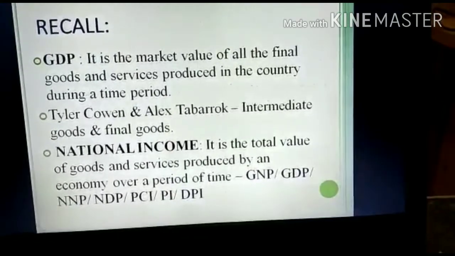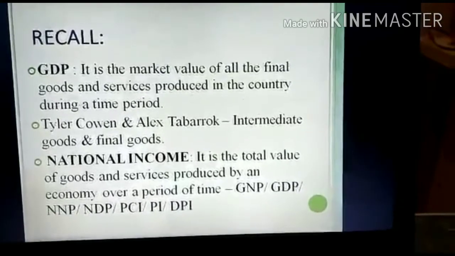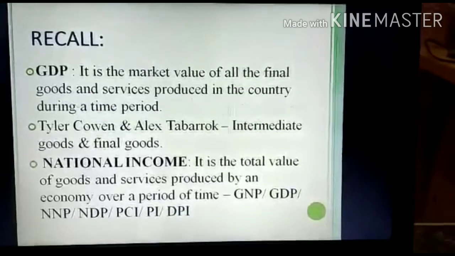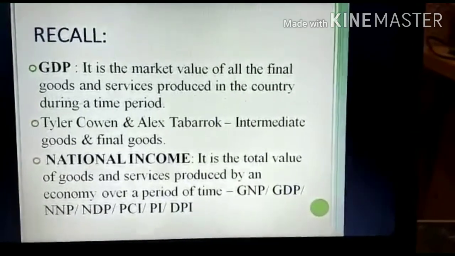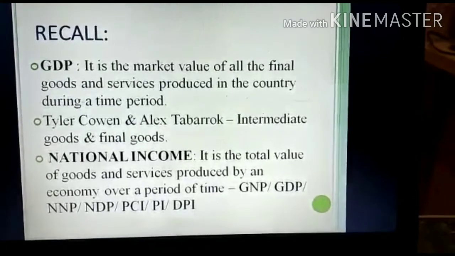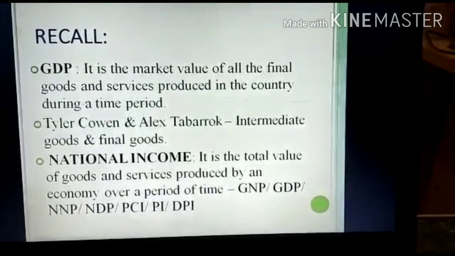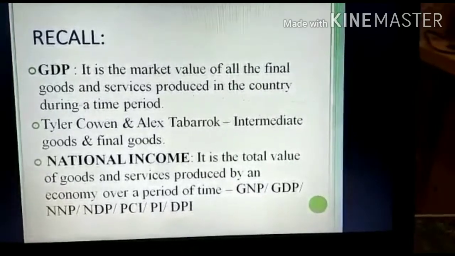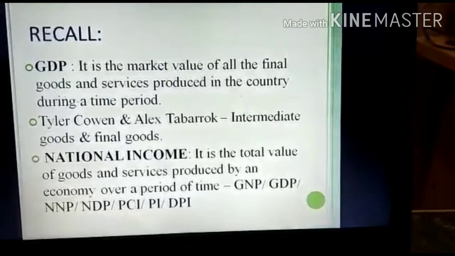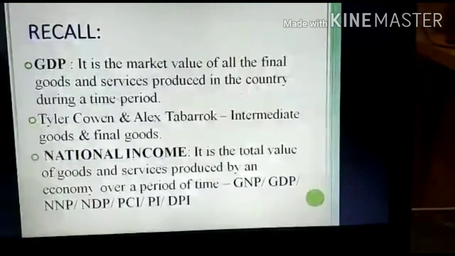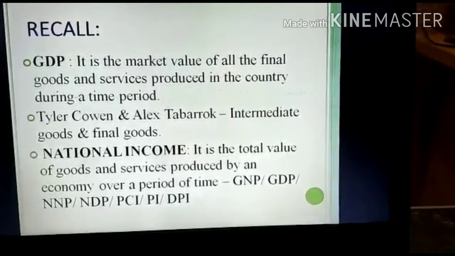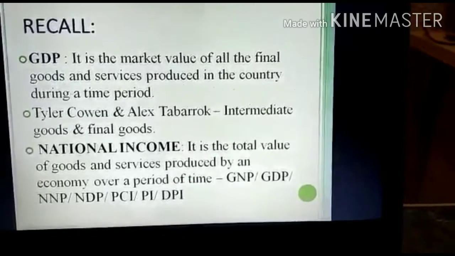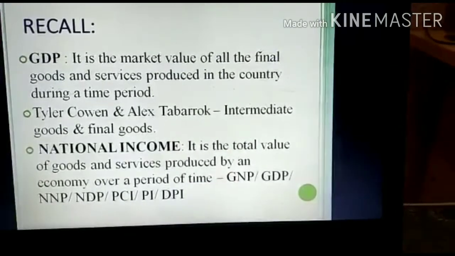Then we talk about national income. It is the total value of goods and services produced by an economy over a period of time. Under that we talk about various terms associated with national income, that is GNP, GDP, NNP, NDP. Then we use the term depreciation. Do you remember the formula for calculating per capita income, that is national income divided by total population? Then we talk about personal income and disposable income. Under that we use the term direct taxes.